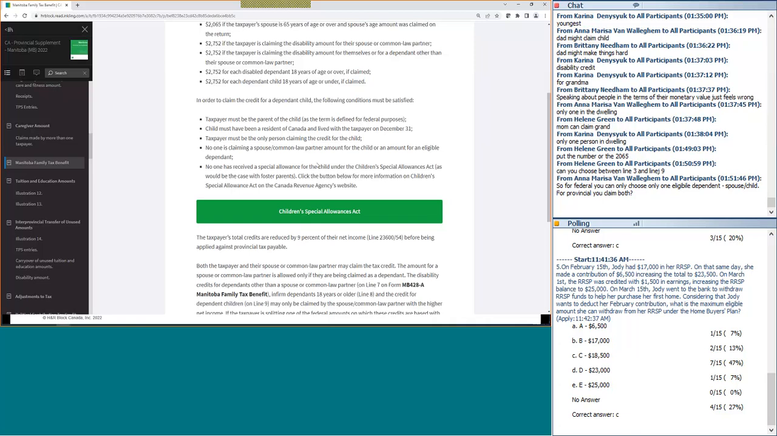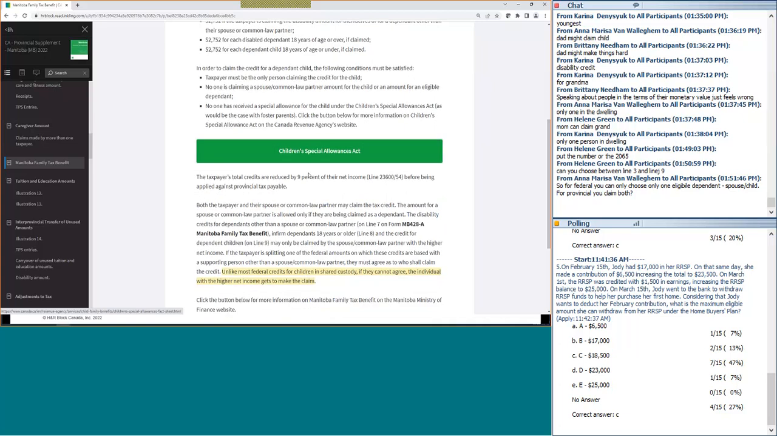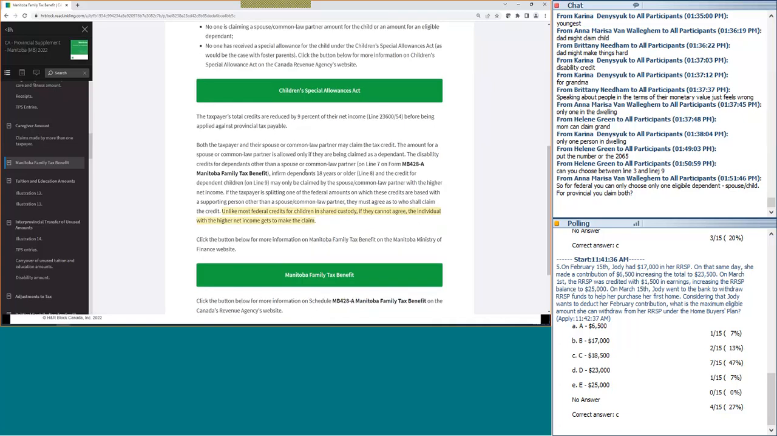So you take the figures from the federal, look at the provincial, then you take the provincial figures and look at your MB428A and find out if you have additional claims on the MB428A. All right. And that leaves us with the refundable credits. I should mention one more.